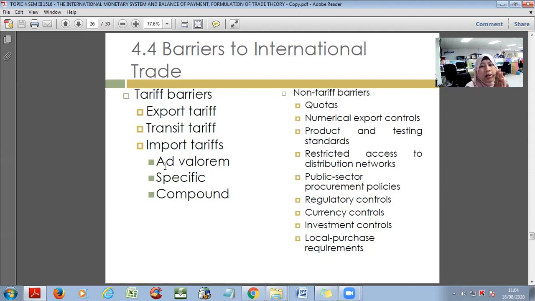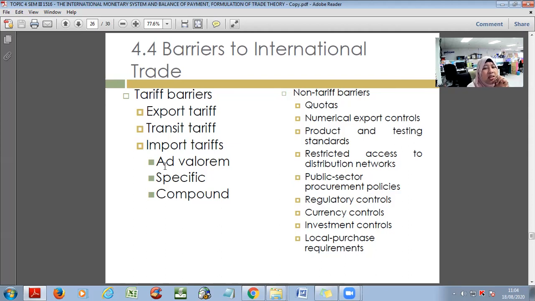For numerical export control, like the Japanese example just now, 90% must be local producers and 10% they put under another import control. 90% must come from Japan because they have to protect their rice manufacturers and producers.